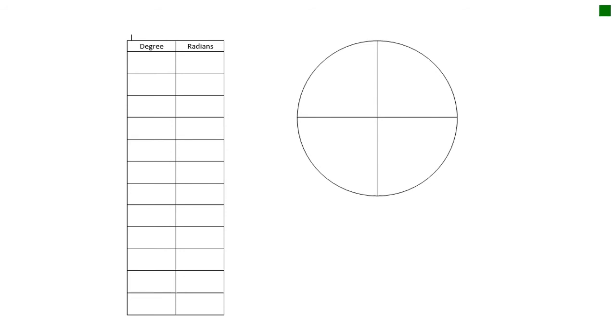All right, so let's look at this circle. I'm going to put the degrees on the inside and radians on the outside. So we still have 0 degrees, 0 radians. So 0 degrees equals 0 radians. So let's put that here. 0 degrees, 0 radians, which is also 360 degrees, which is 2 pi. So 360 degrees is 2 pi.